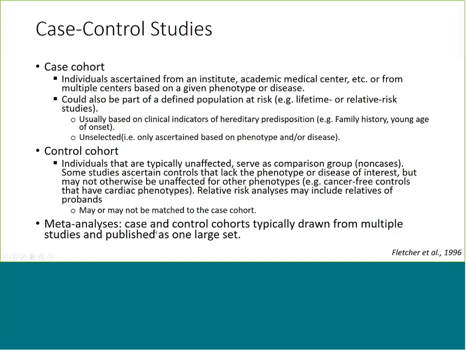Additionally, meta-analyses exist. You may find in your curations that the case and control cohorts are typically drawn from multiple studies and published as one large set. There are usually specific statistics that are done to look at the pooled effects of all of those studies together, in terms of how likely a gene is to put cases at risk, or to be associated with the cases versus controls in terms of variants in that gene.